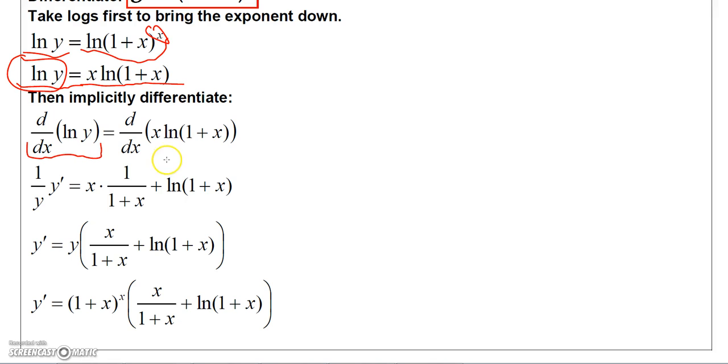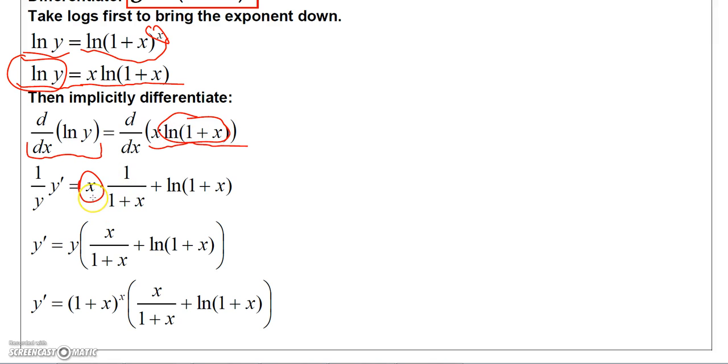And then on this side, I'm going to take the derivative of this product. So I have a product where u is x and v is natural log of 1 plus x. I'm just going to apply the product rule to this side. I'll take the x, which is the u, and multiply it by the derivative of v, the derivative of this natural log. The derivative of natural log of 1 plus x is 1 over 1 plus x times the derivative of 1 plus x, but the derivative of 1 plus x is 1, so it's just 1 over 1 plus x.